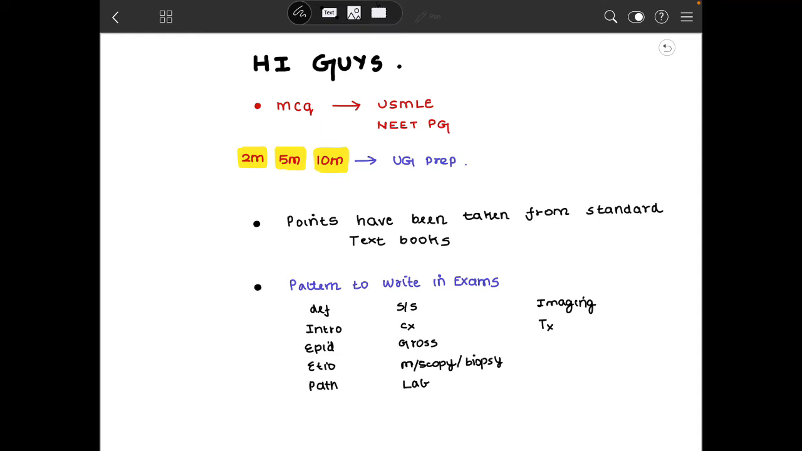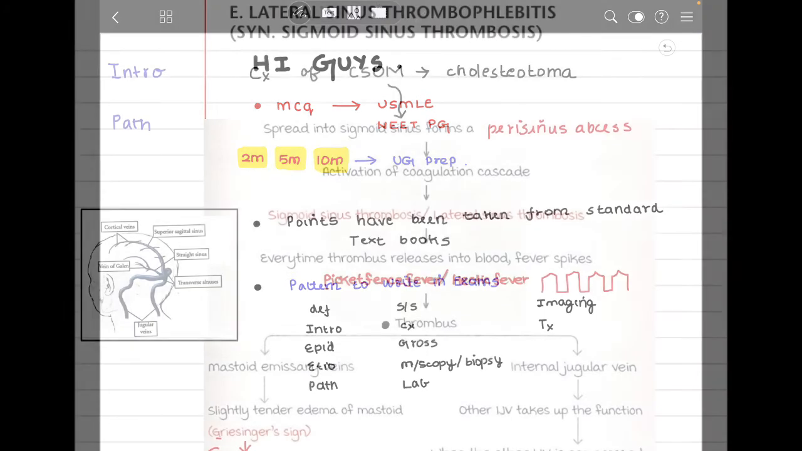So for your exams, always prefer writing in this order: definition of the terminology, introduction, epidemiology, etiology, pathogenesis, signs and symptoms, complication, gross, microscopy or biopsy, lab, imaging, and treatment. So without any delay, let's get started.